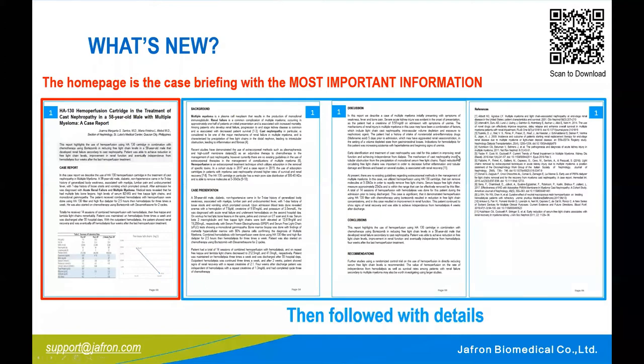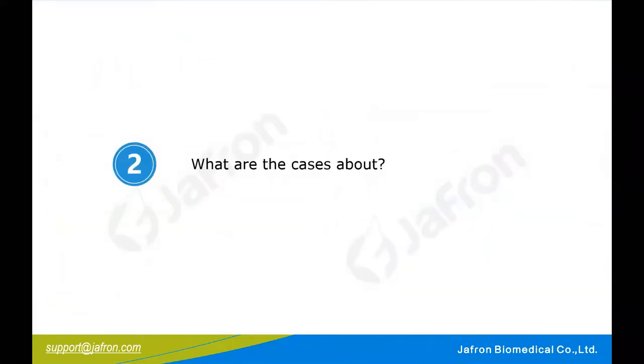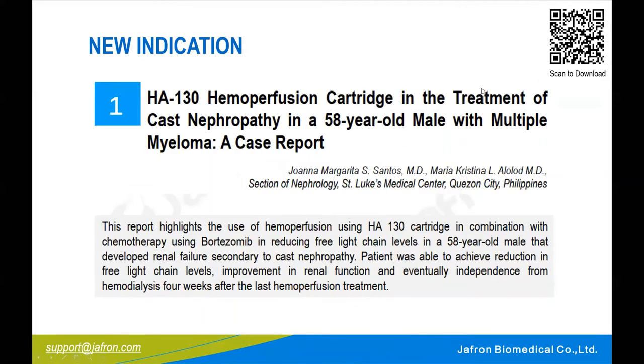The following pages have the details, or the process of how this case went, and you can leave these for the doctors to read themselves, and what the case is about. Now I would like to start sharing some details. The first case is the new indication about cast nephropathy, collected from St. Luke's Medical Center in the Philippines. This report highlights the use of hemoperfusion with the HA-130 hemoperfusion cartridge in combination with chemotherapy to reduce the free light chain level in a 58-year-old man who developed renal failure secondary to cast nephropathy.